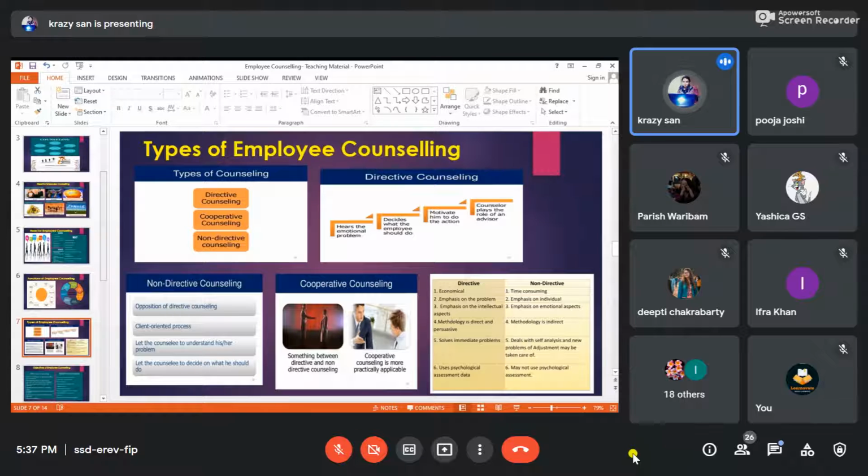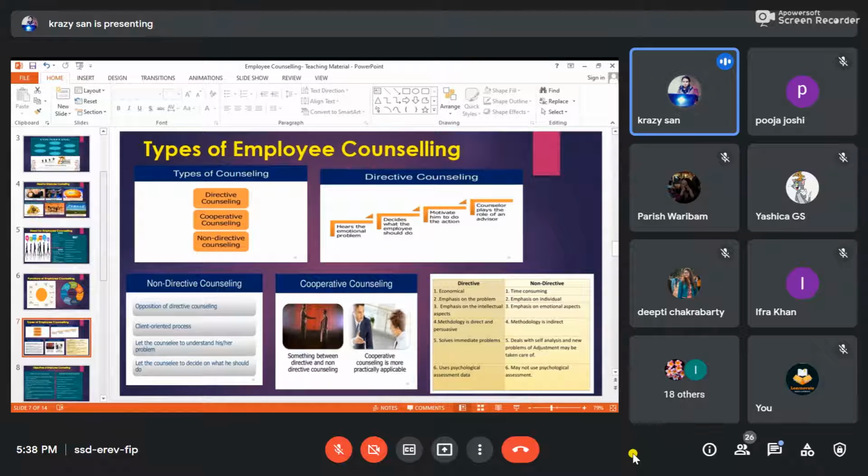In directive, it means that in this form of counseling, the counselor listens to an employee's emotional difficulty, decides with him what can be done, and then motivates him to do it. So the employee receives advice and reassurance, his emotional feeling is released, and his thinking is clarified. So the counselor influences the employee to take a workable course of action. Am I clear with you on the directive one?